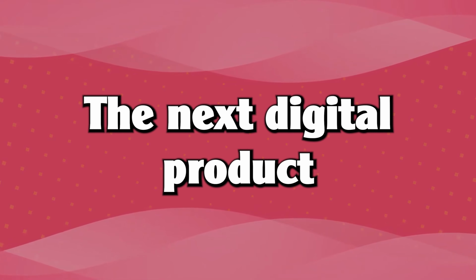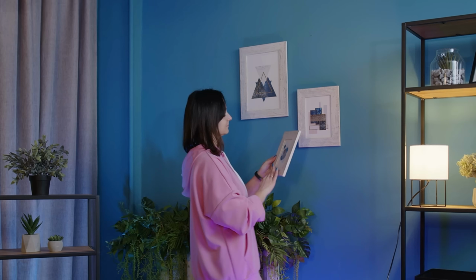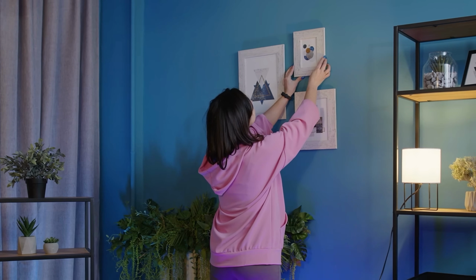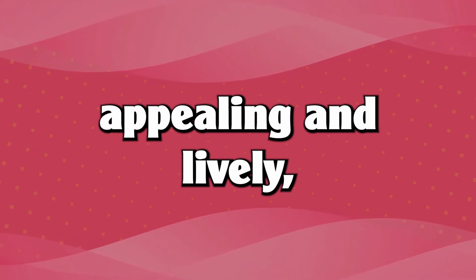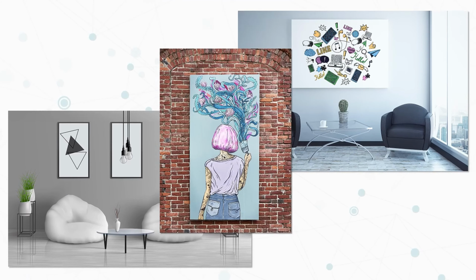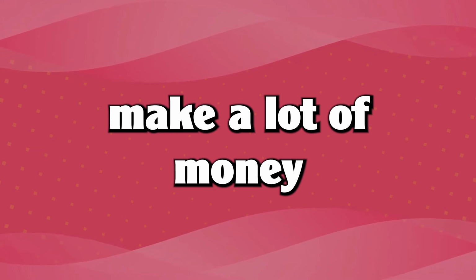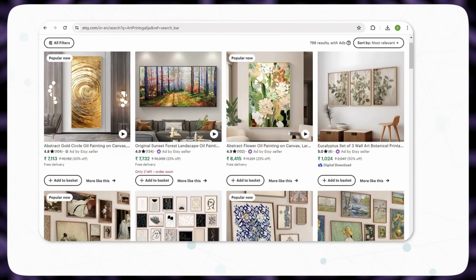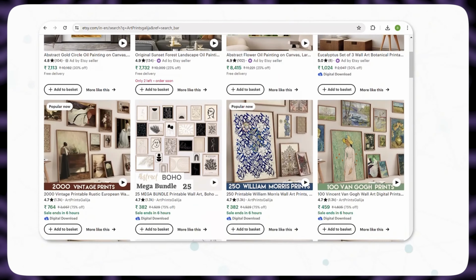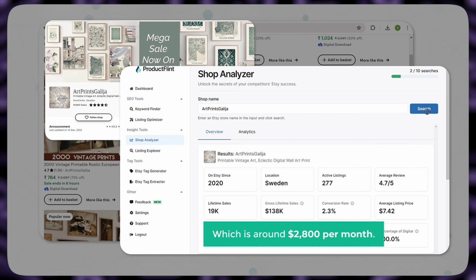The next digital product that we have on our list is wall art. Putting up wall art is one of the easiest ways to make spaces look better. It can transform any space, making it more appealing and lively. Whether for homes, offices, or public places, it can turn a boring wall into something beautiful to look at, and you can easily make a lot of money selling simple and elegant wall art designs. Like this one, here's a shop which has made 18,663 sales selling vintage style wall art. And for years they have generated an income of $138,000, which is around $2,800 per month.